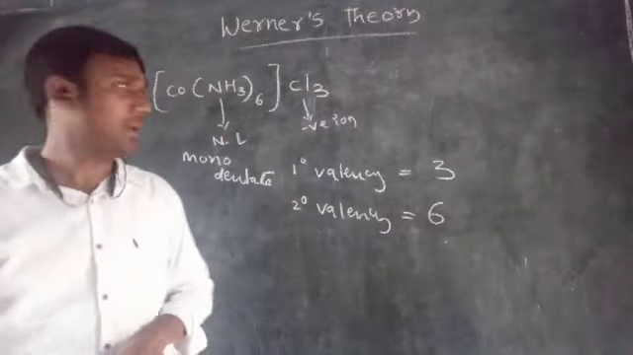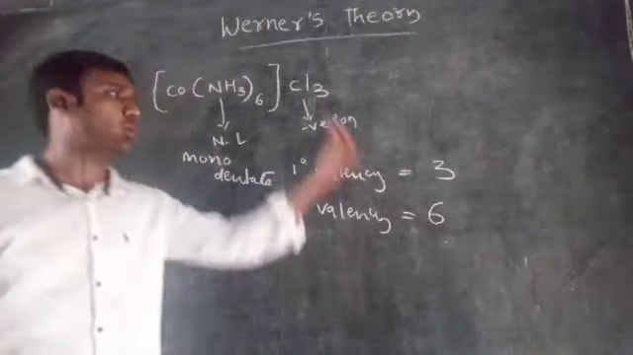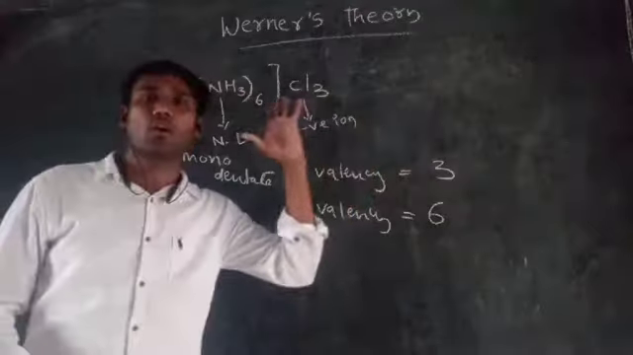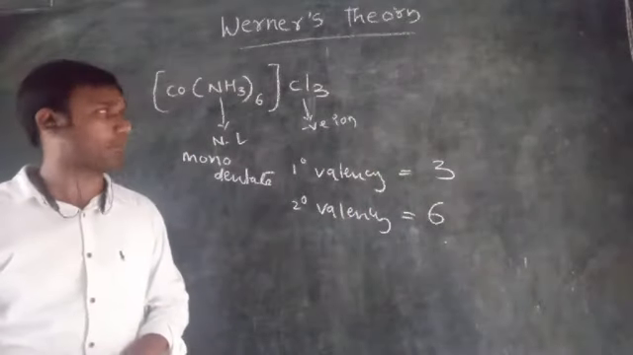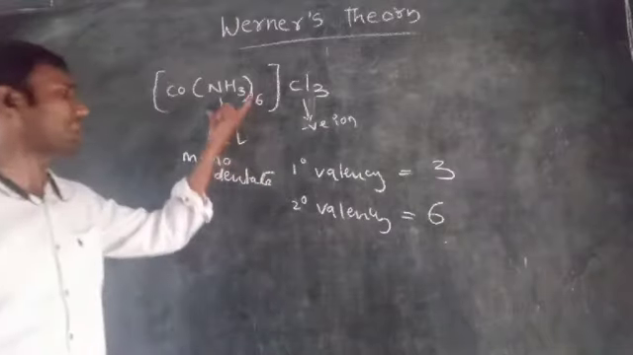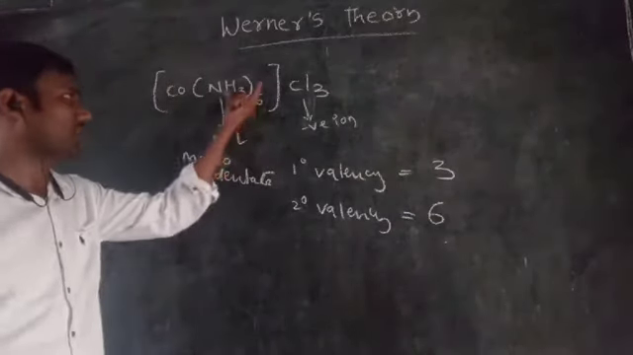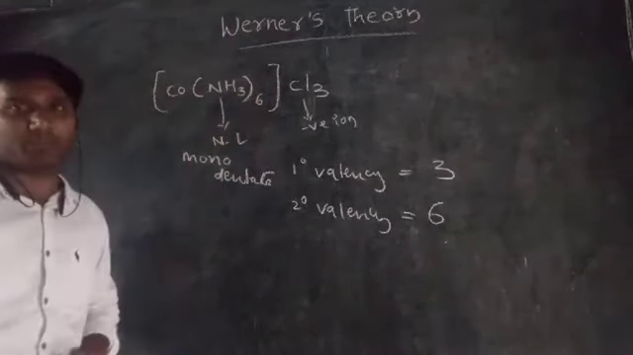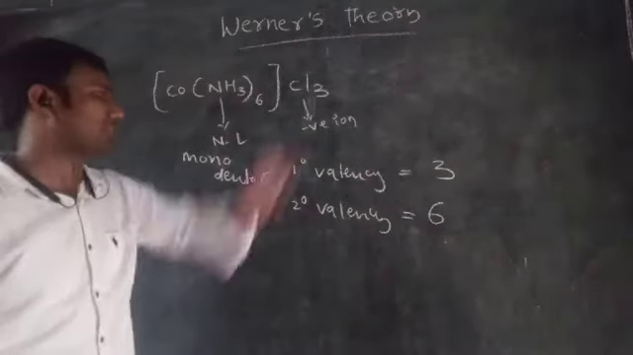Don't confuse here. The number of electron pairs donating to the central metal atom is called the coordination number, but not the number of ligands present in the coordination sphere. Right. So now that example we will discuss.